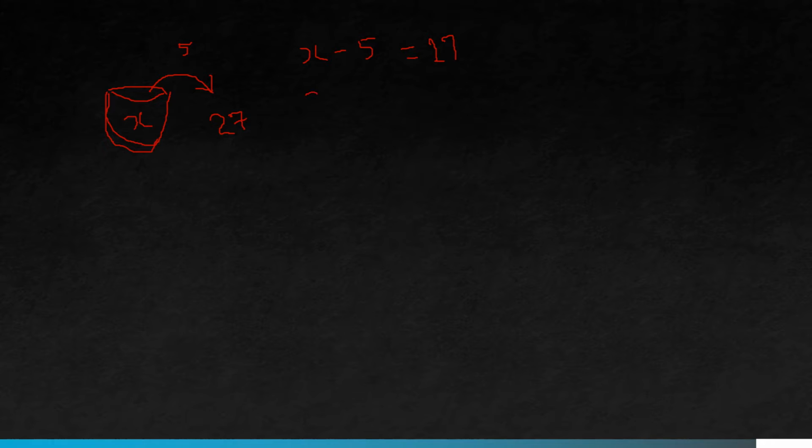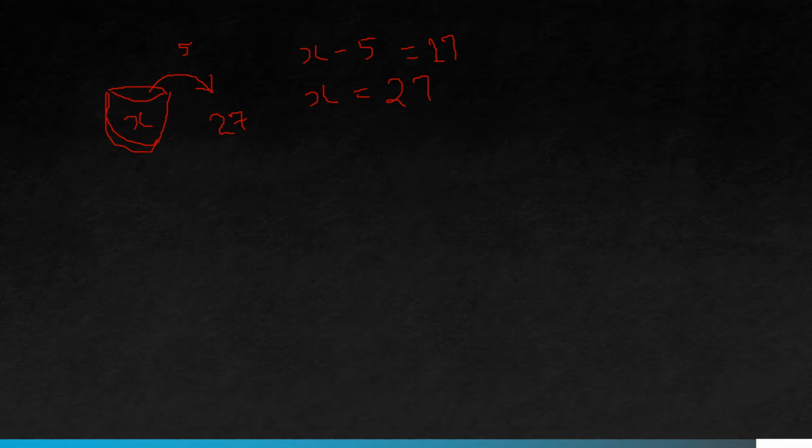We have x minus 5 equal to 27, and now we are moving this 5 to the right hand side. The basic funda to solve the problem is that all the variables should be at one side, and all the constant values should be at the other side. So 5 is a constant value, 27 is a constant value, and x is a variable, right? So all the variables at one side and all the constant values at the other side.